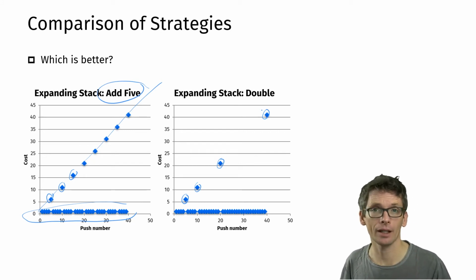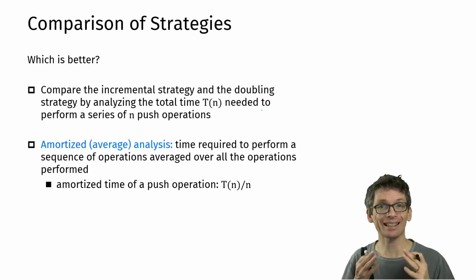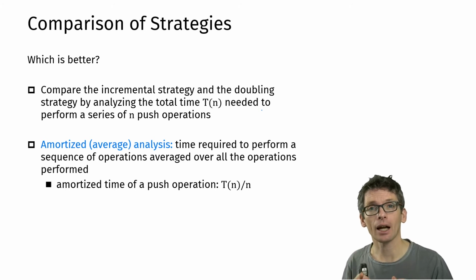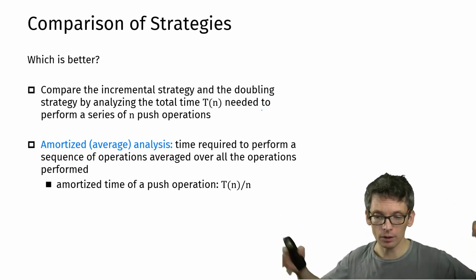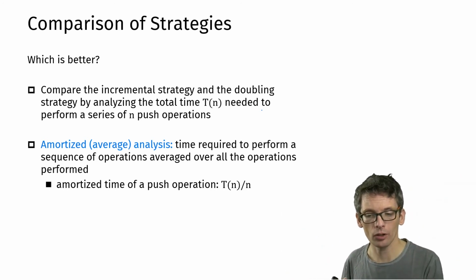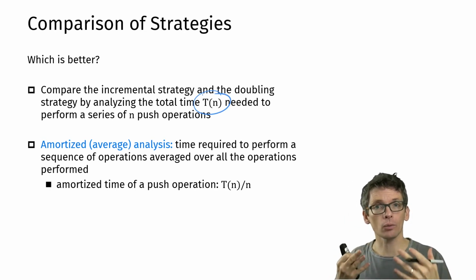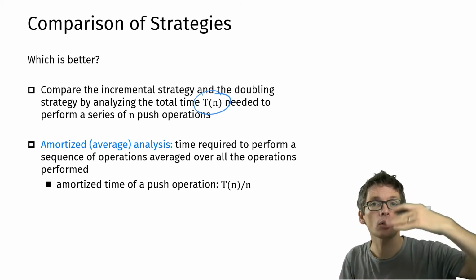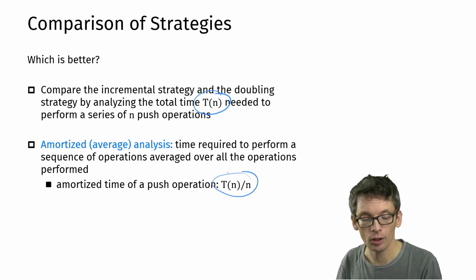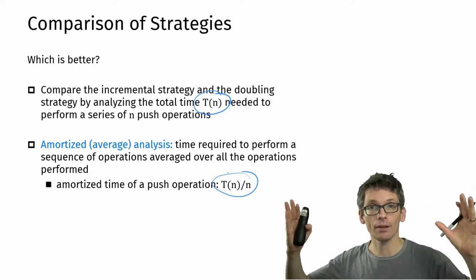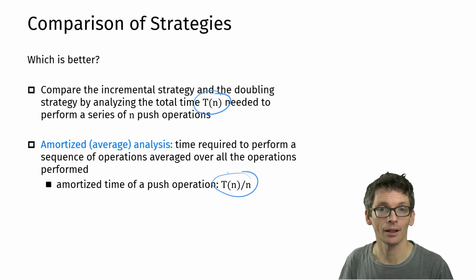Nonetheless, one is significantly better, and the way we're going to see that is by an amortized analysis. So what does that mean? We're going to look at n push operations. So we're doing push n times, and that will give us a total running time of n push operations, and we're going to call this T of n. The amortized analysis looks at the average running time of one operation averaged over this sequence. If I do n push operations, the average time for a push operation will be this T of n, this big total running time, divided by n. So that is what we're going to look at next.